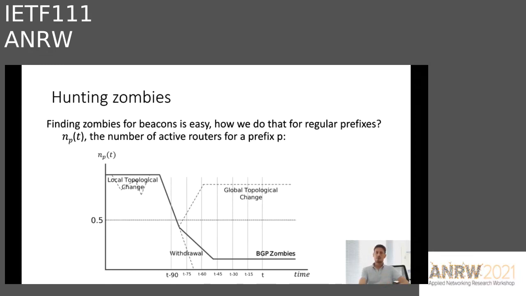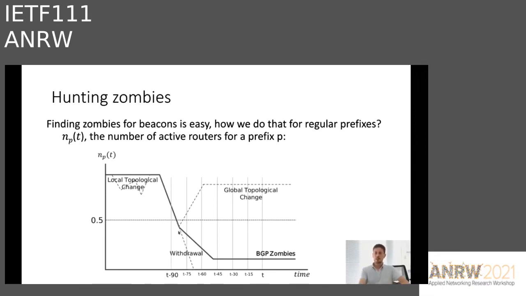So it might decrease a bit, and there's some noise in this metric, just meaning that some router might withdraw the prefix. There is some topological change that can happen on the internet that could cause this noise. But when we see a significant drop, that's when things start to get interesting. Either the drop will go down to zero. In this case, it means that all the routers we're using have withdrawn the prefix.